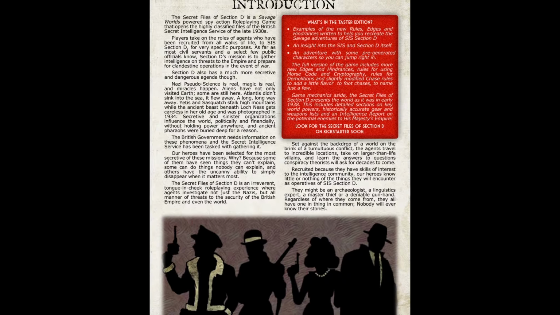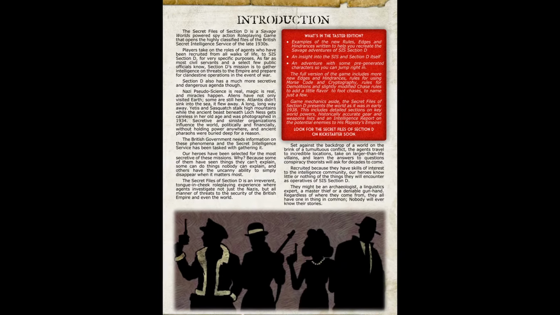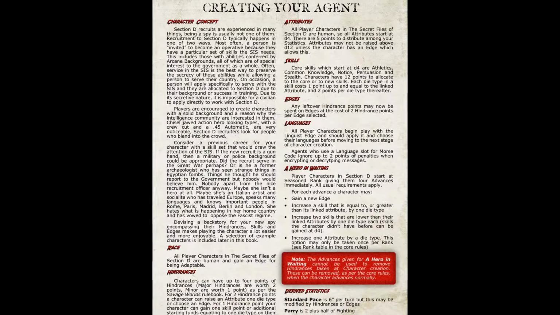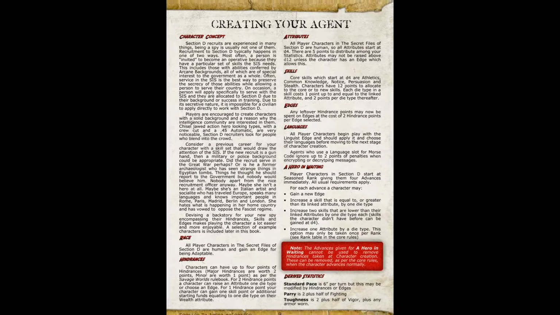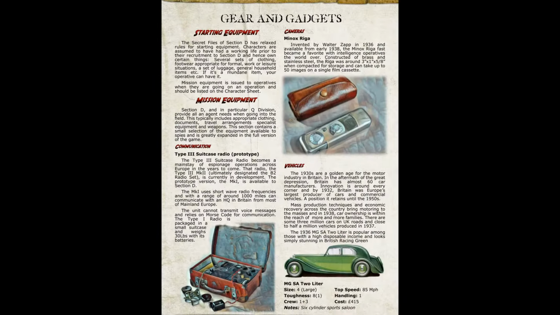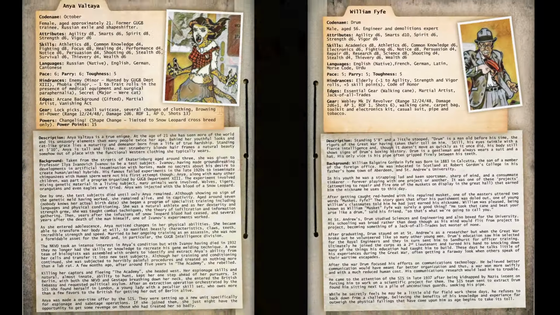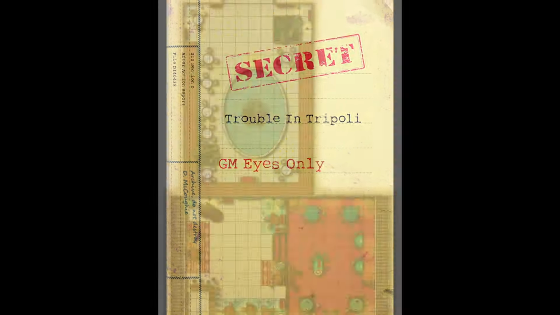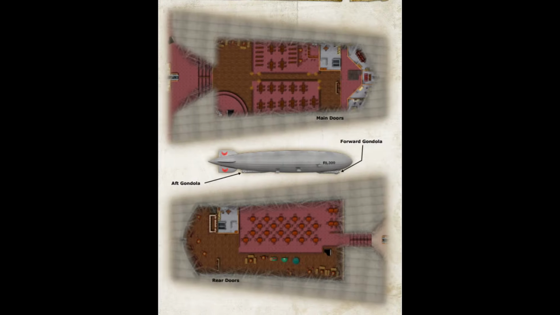This taster edition includes a complete introduction to Section D and its history, examples of new edges and hindrances created to bring your agent to life, examples of the weapons and gear of Section D, pre-generated characters, and a full Savage Tale, Trouble in Tripoli, including maps and the deck plans for a giant airship.